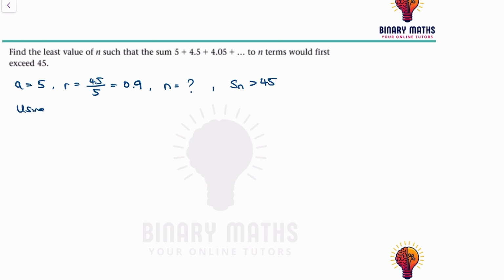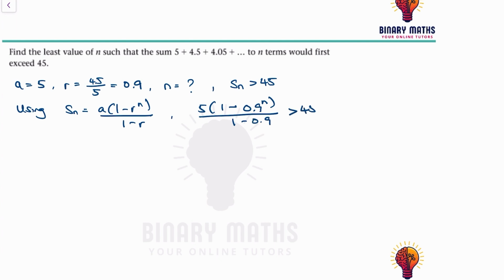Okay, so using S_n is equal to a times 1 minus r to the power of n over 1 minus r, we get 5 times 1 minus 0.9 to the power of n over 1 minus 0.9 is greater than 45. The bottom part is equal to 0.1. 5 divided by 0.1 is 50. So you get 50 times 1 minus 0.9 to the power of n is greater than 45. If we divide both sides by 50, we get 1 minus 0.9 to the power of n is greater than 45 divided by 50, which is 0.9.